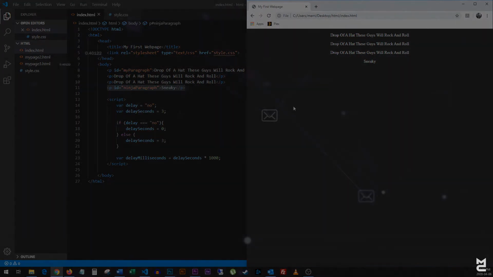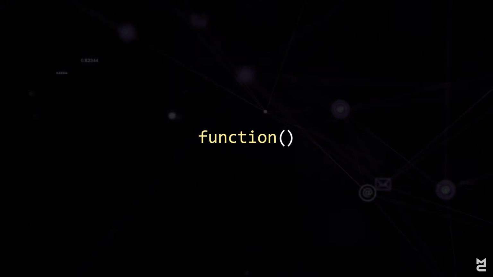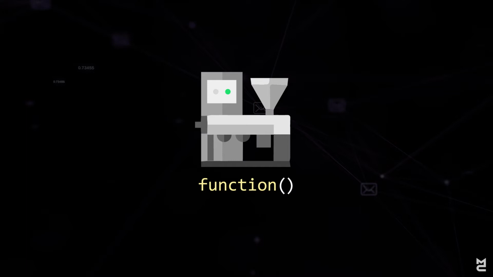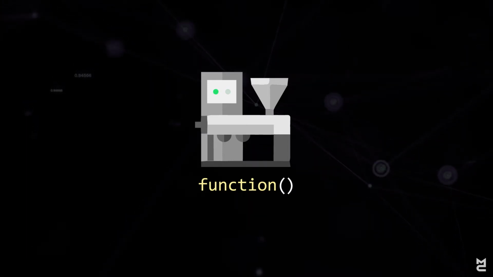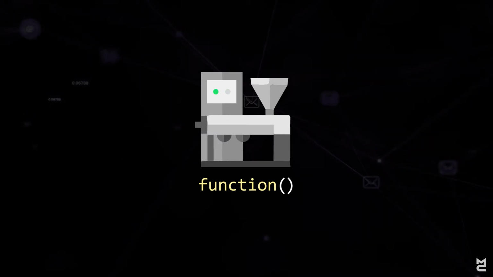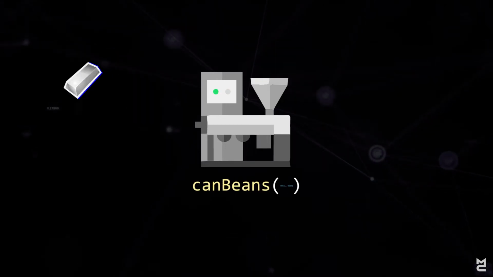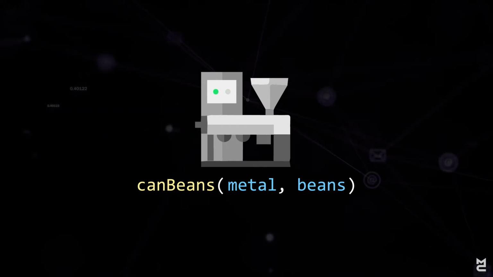We're going to need to use a function to do this. All you need to know about a function for now is that it's like a factory machine that will perform a set task. And much like a factory, you have to input some raw materials in it, then it'll process it, and then spit out something useful. So if you're using a factory to can some beans, you have to feed it metal and beans, and then it does some processing and spits out a thing of canned beans.